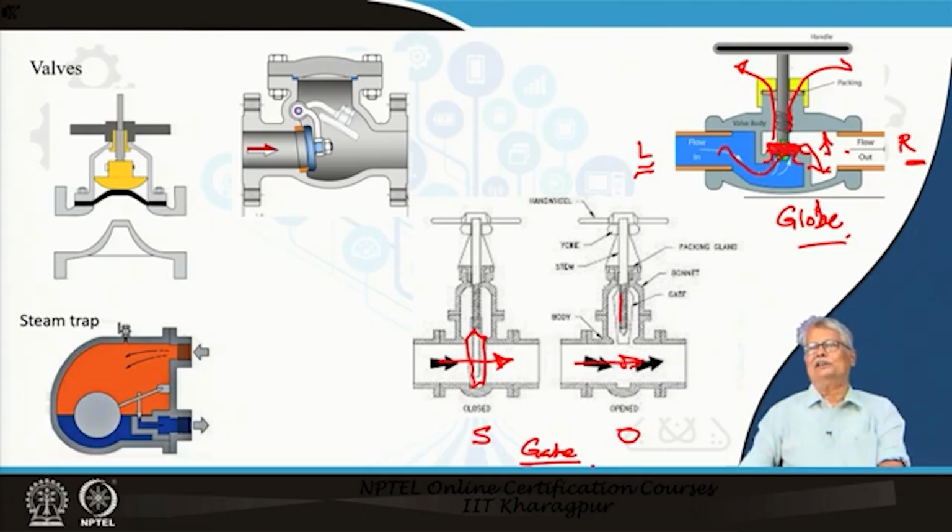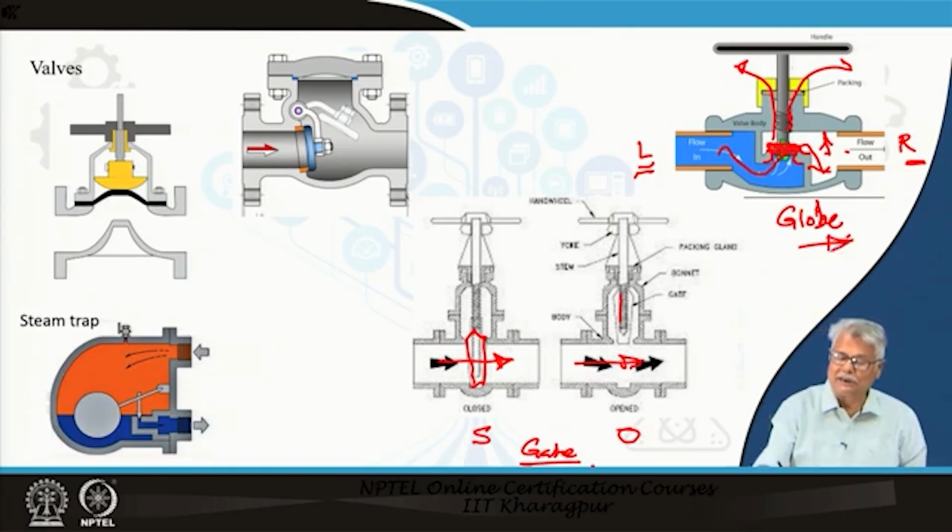How do you identify a globe valve without opening it? Here the construction is very open. You can see what is there inside, but when you have a valve in your hand, or in your store, you will always find that a globe valve will have a direction mark on it, and the direction mark will be absent on the gate valve.